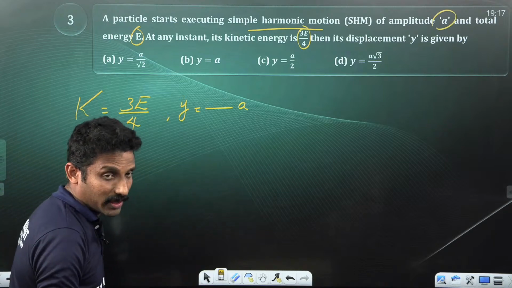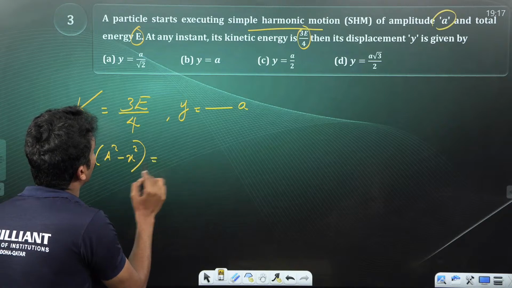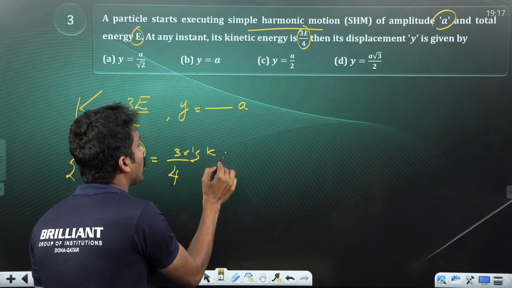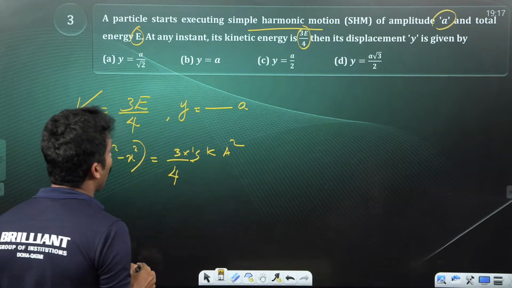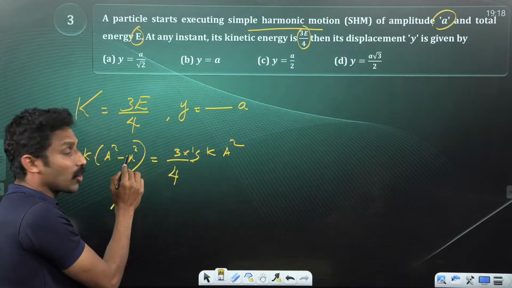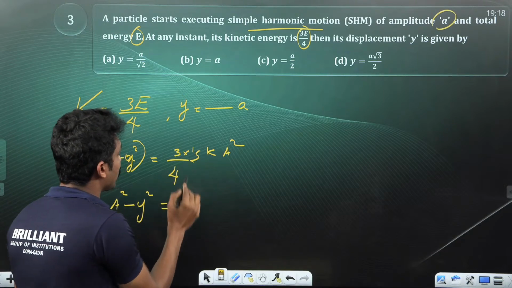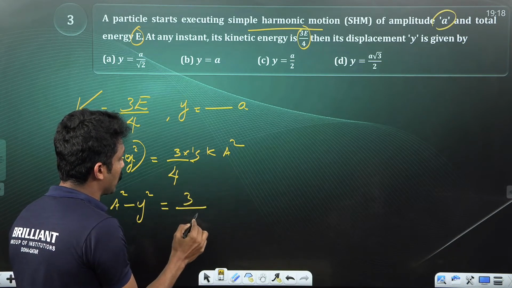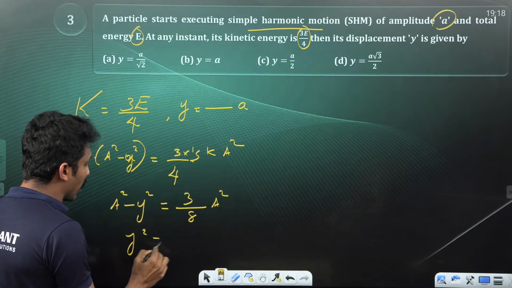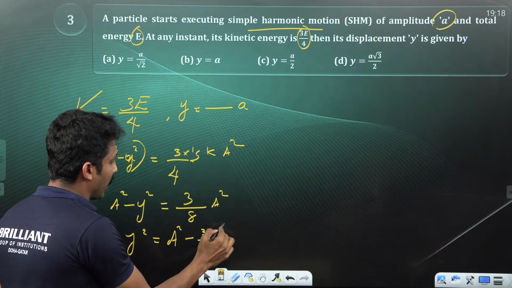What is the expression for kinetic energy? We solved in the previous question that half into k into (a square minus x square) is equal to 3 by 4 times the total energy, which is half into k into a square. Clear? Half k is cancelled, which means a square minus, here y is asked, so instead of x we take y. So a square minus y square is 3 by 2 into 4, that is 3 by 8 a square. Now what is y square?